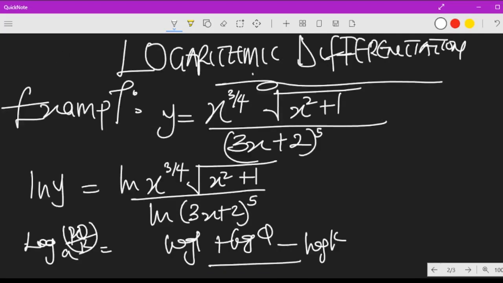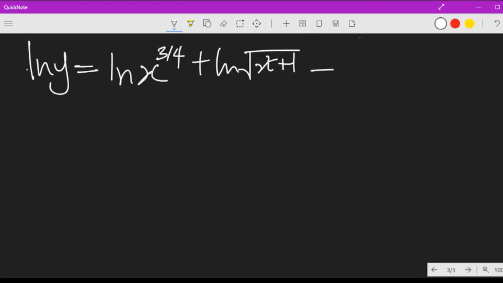Now, so this is division, minus ln(3x+2), all raised to the power 5. So this is how the logarithm will make it too simple to solve. You just apply the logarithm, but you still remember some laws of logarithm.